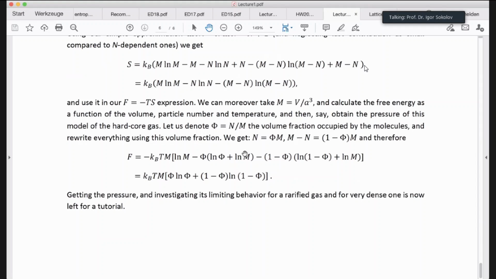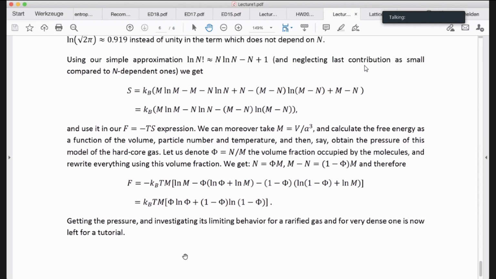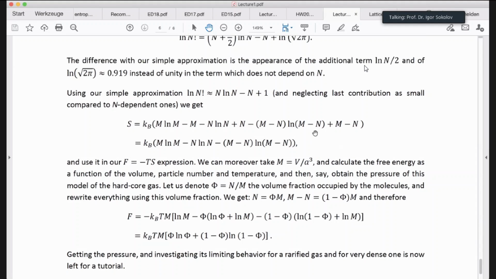And now what we get at the end, I will show it to you, because it is now left for tutorial. But okay, let me give you 10 or, if you want, 15 minutes to do the following exercise. Start with this expression. I will leave the expression there. First put n equal to phi times m, and phi is the volume occupation fraction. It's the fraction of the volume of my lattice which is occupied by the molecules.